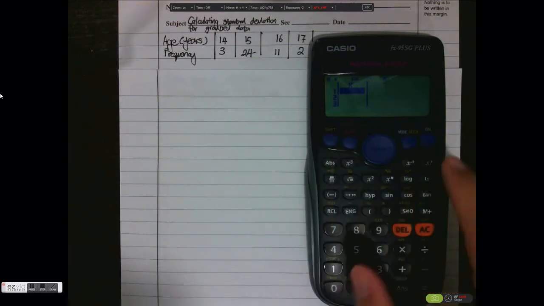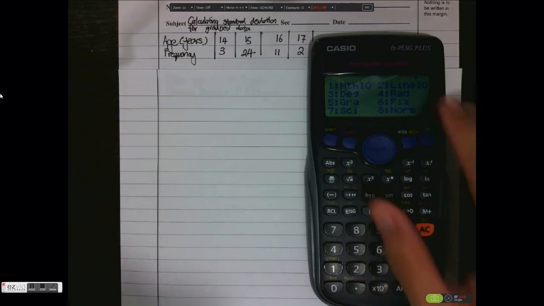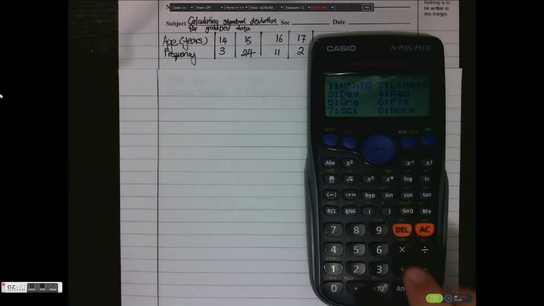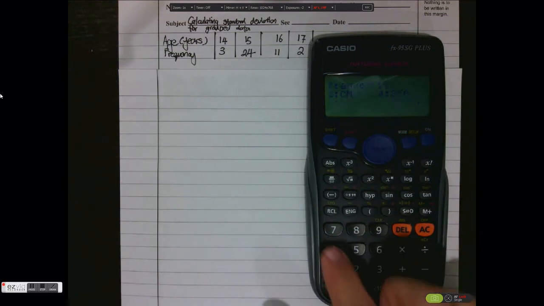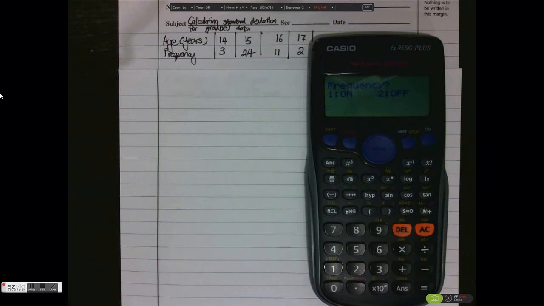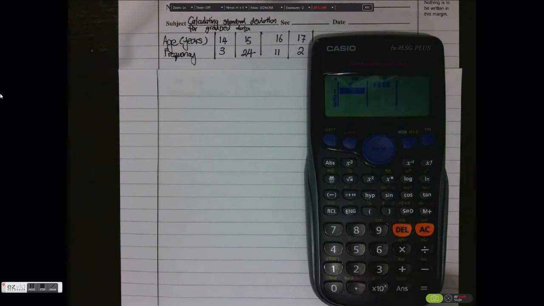First I press Shift and Setup. If you notice the first 2 columns, there's nothing that helps me there. There's a downward arrow, so you just press down. Notice that there is a stat option down here. If I press it, it asks me if frequency is on or off. I say on. Notice that now you have the data column and the frequency column as well.